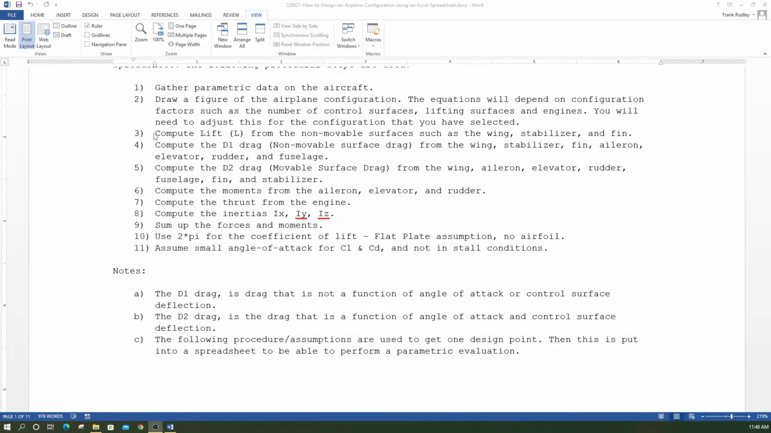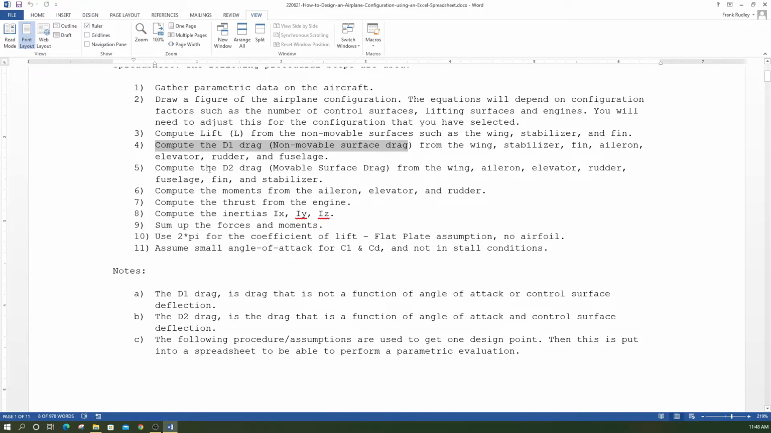So the things we're going to do for this analysis is we're going to compute the lift from the non-movable surfaces such as the wing, stabilizer, and fin. And then we're going to compute this drag factor. It's called the D1 drag. That's what I'm calling it. That's the non-movable surface drag from the wing, stabilizer, fin, aileron, elevator, rudder, and fuselage, and whatever other components you may have in your design.